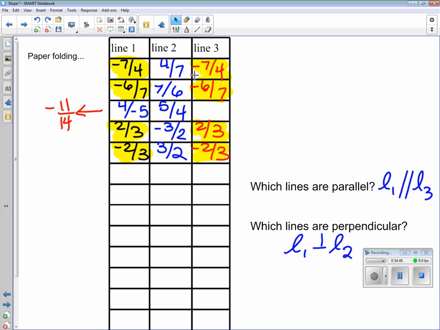Perpendicular lines should have opposite reciprocal slopes. Okay? Opposite sign and reciprocal. Okay, good enough. So if you would now, let's apply what we just learned. You probably already knew this from algebra, didn't you? But let's go ahead and look at the next page.